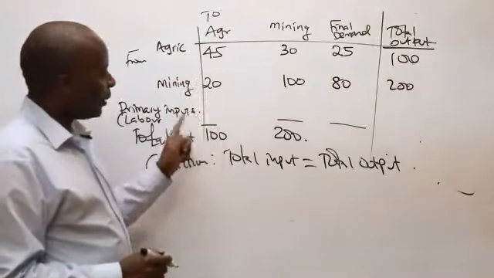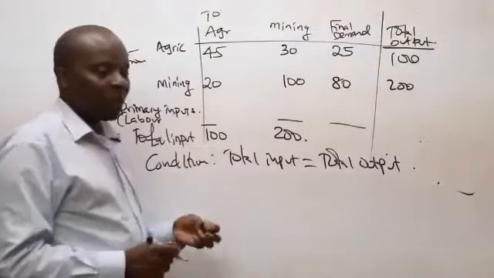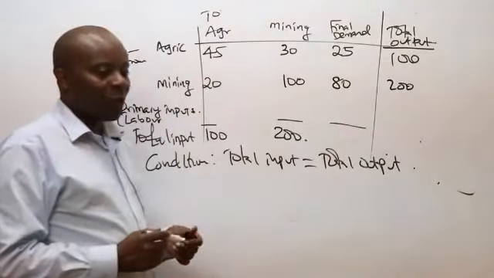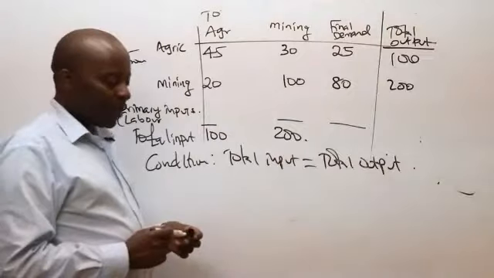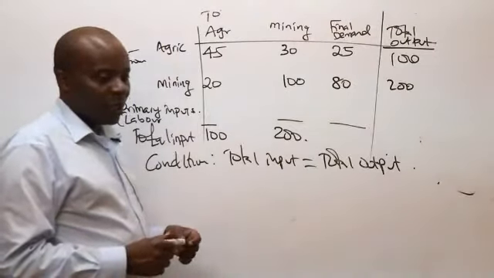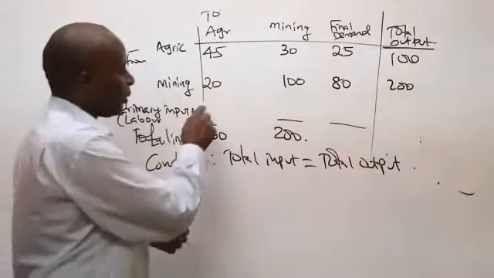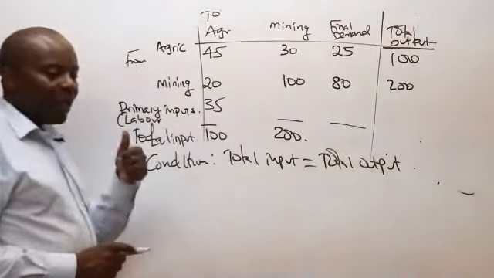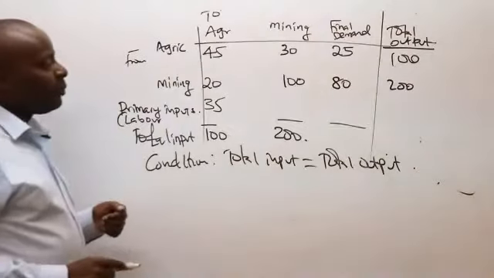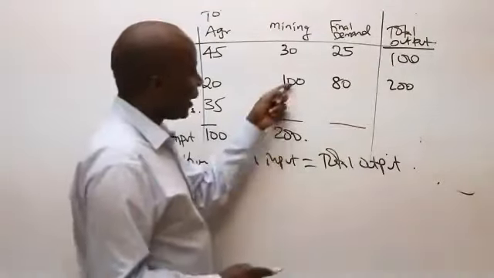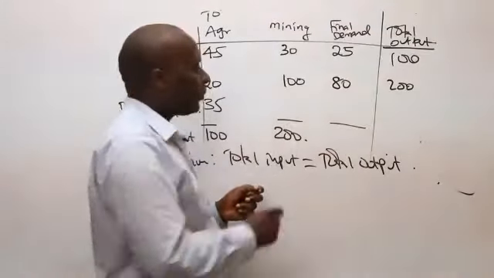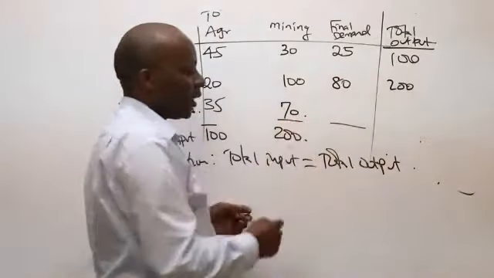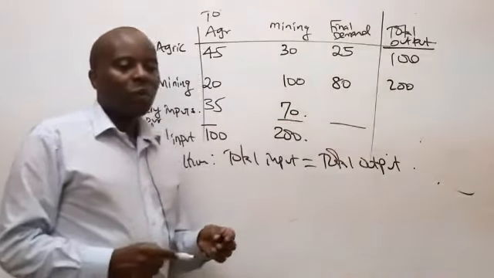So could you kindly give me the primary input for agriculture? How much does it come to? Somebody, James tells me it is 35. How about the primary input for mining? Primary input for mining, 200 minus this. 70.